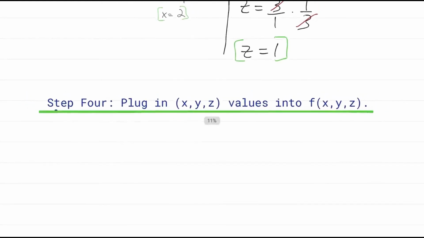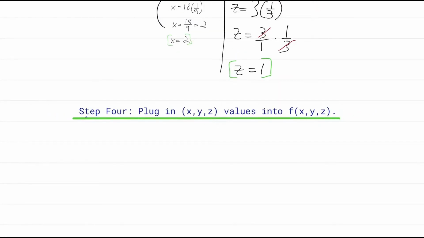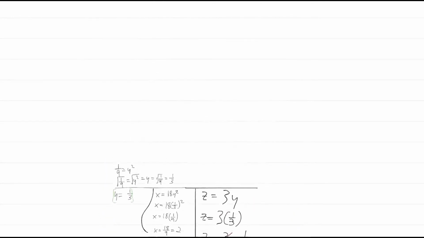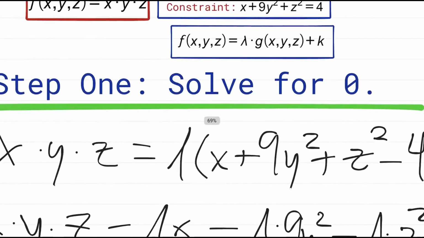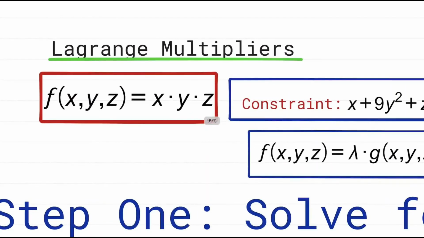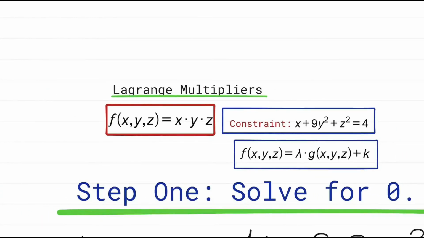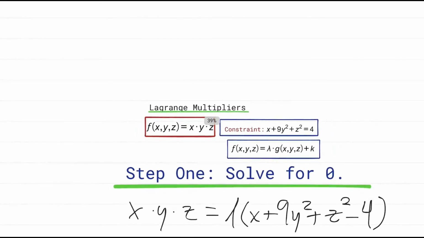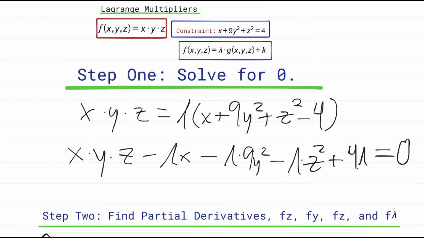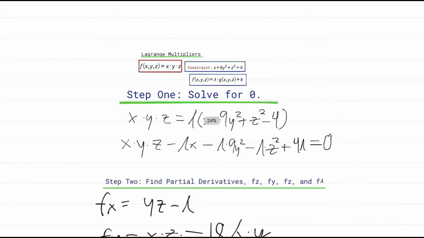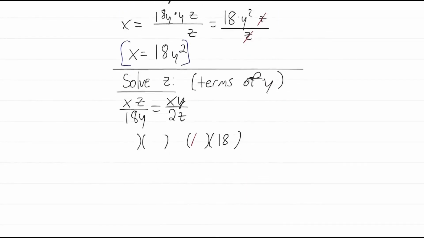In step 4, we're going to plug the values of the points x, y, z that we solved into the function of x, y, z. So what's our multivariable function that was given to us in the problem? You should have it on your paper, but if you don't, I can reference back to it. The function we're trying to find is x times y times z, constrained by x plus 9y squared plus z squared equal to 4. We're only focused on x, y, z, because now that we have the points, we can just plug them into the function x times y times z.